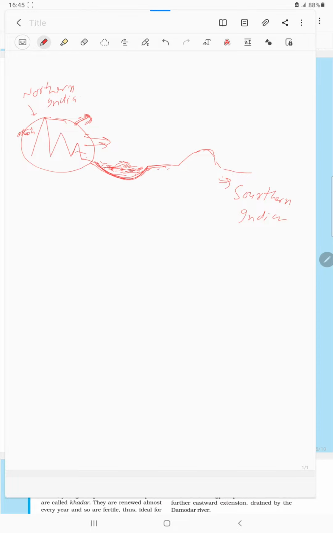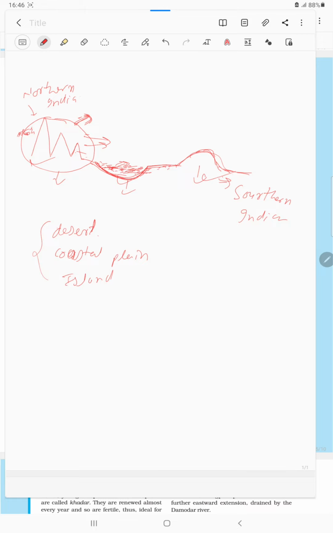After that, when we move to the southern part of this plain, we can see the plateau region of India, that we call Peninsular Plateau. So basically these three landforms are dominant in India. Apart from that, in India there are also desert, coastal plain and islands. They are also there, but these three landforms are dominant in India.